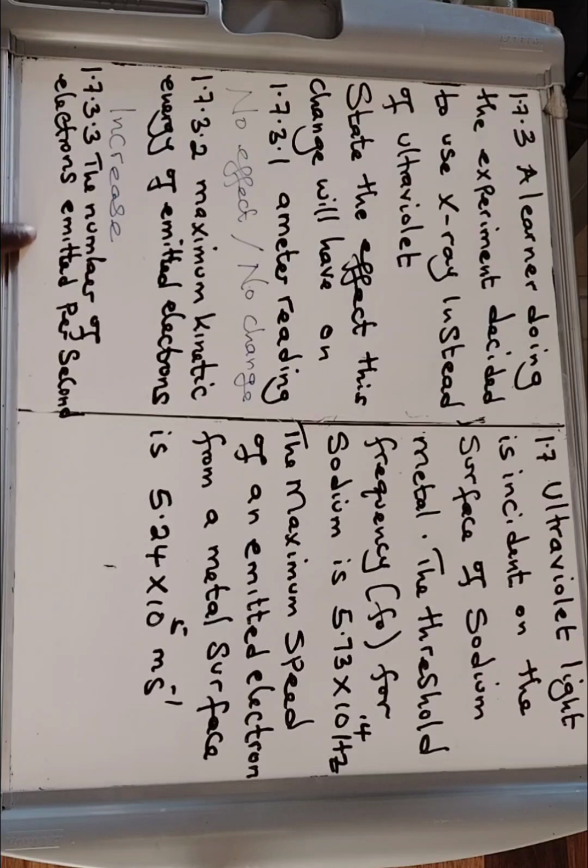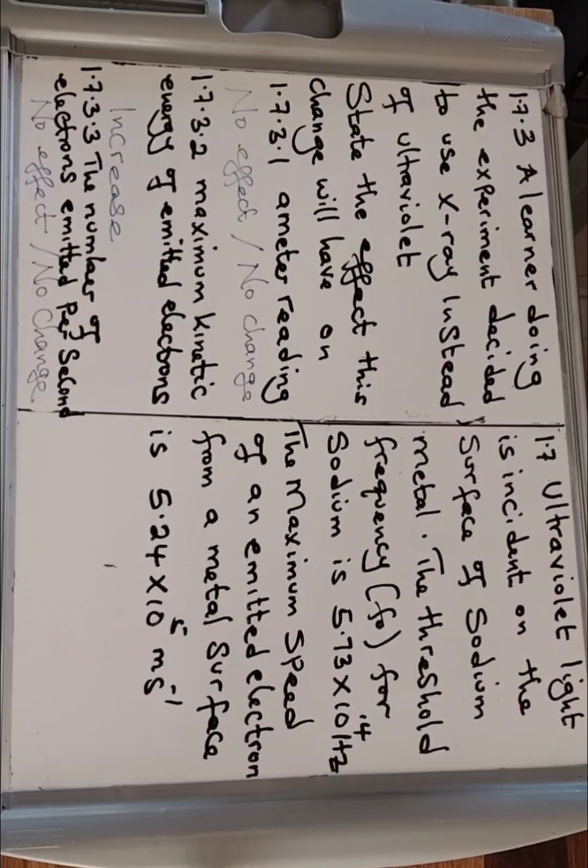Actually, you have to remember that whenever this question comes, number of electrons per second, it's the same as the ammeter reading, because electrons per unit time is the same as charge flowing per second. So no wonder the answer is the same. The answer is no effect or no change. So on that basis, we are going to close this video and make it part 2.